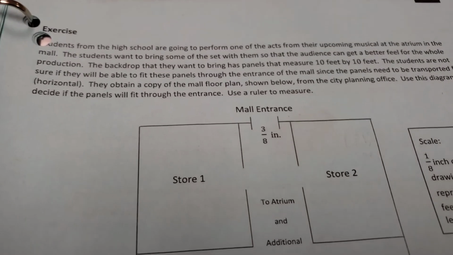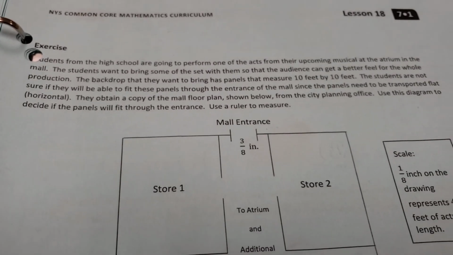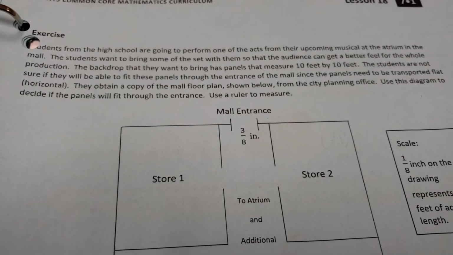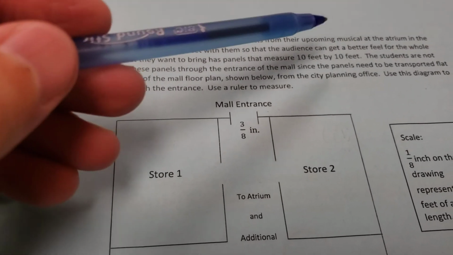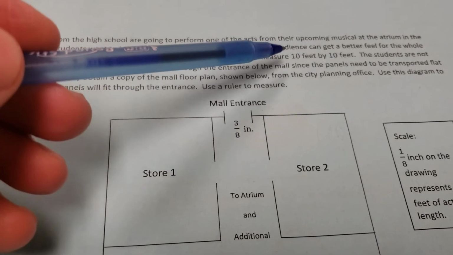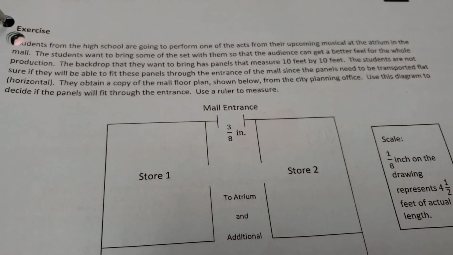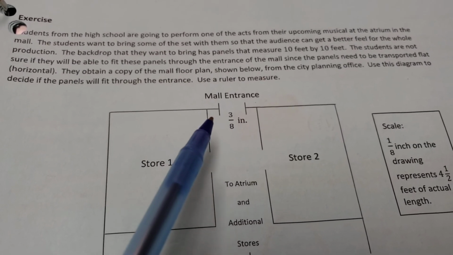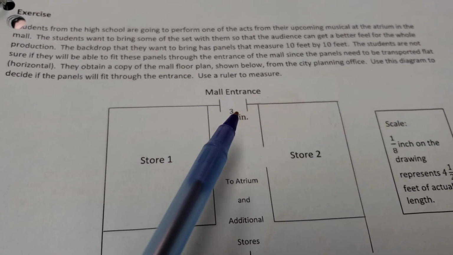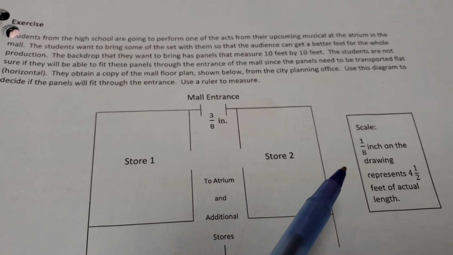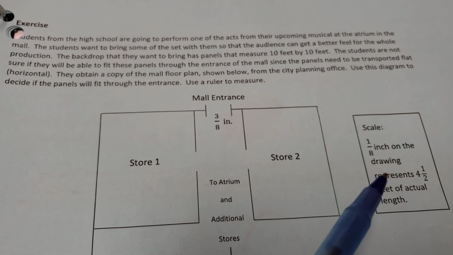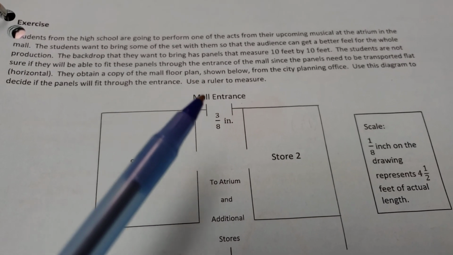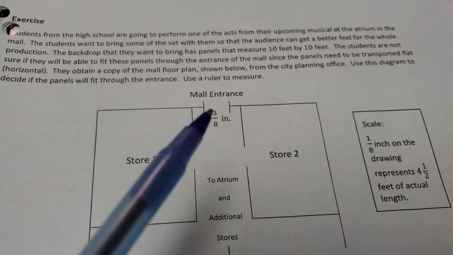All right, next up, this problem revolves around some kids from the school. They want to bring these panels into the mall to do an activity there for their production. And the panels measure 10 feet by 10 feet. So they're pretty big panels they're bringing in. On the blueprints, like the floor plan of the mall, it shows that the entranceway is 3/8 of an inch across, but they also tell us the scale. 3/8 of an inch in the drawing represents 4.5 feet of actual length. All right, so we're trying to see if those big 10-foot by 10-foot panels would actually fit through the doorway.